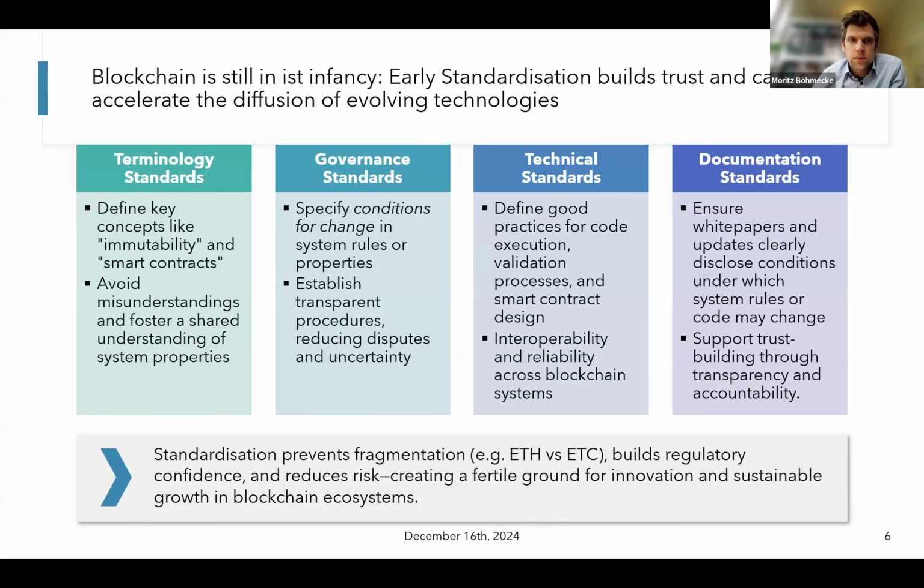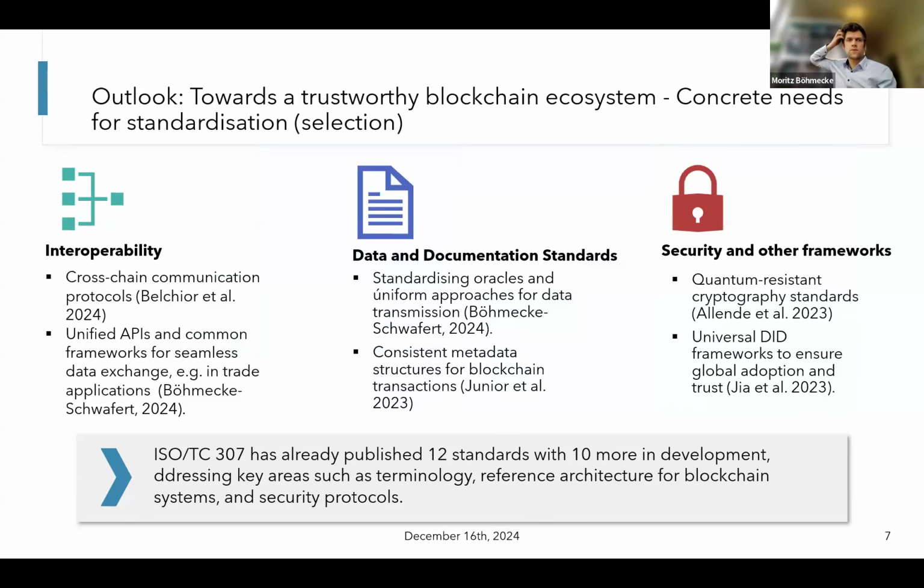And when we have this outlook and look at the concrete needs for standardization, there are still many needs. So if you engage in blockchain standardization or want to engage, there are many open topics. This is, of course, only a selection of potentials. As I said, ISO/TC has already published 12 standards, and I think 10 more are in development. Those that are already published address key areas, such as terminology. There's one standard on reference architecture or security protocols. But what's still needed are standards in interoperability, data documentation standards, and security and other frameworks, just as a selection.